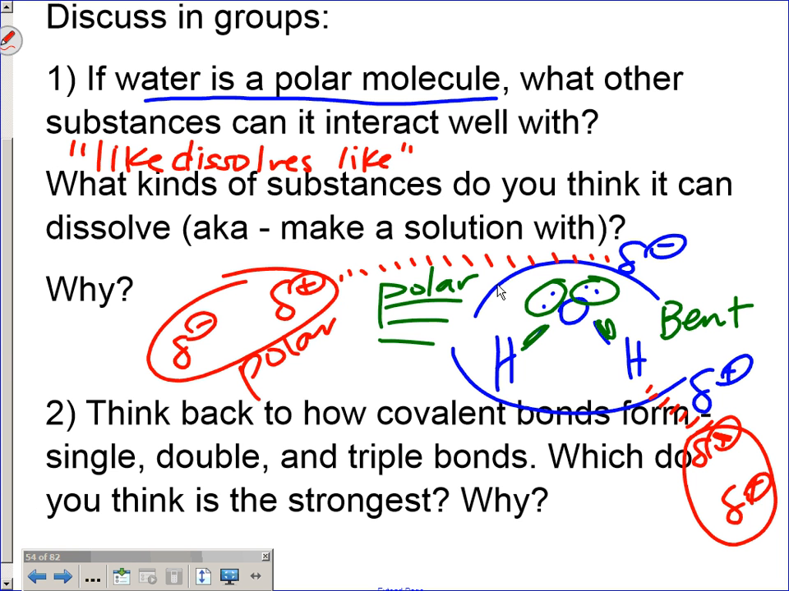I'm sorry, let me back up. Dissolves means interacts really well, and you can make a solution if you had to make a solution. Water is the universal solvent, so it does do a really good job of making things dissolve. Not everything, but some things. Bradley, go put that in words.